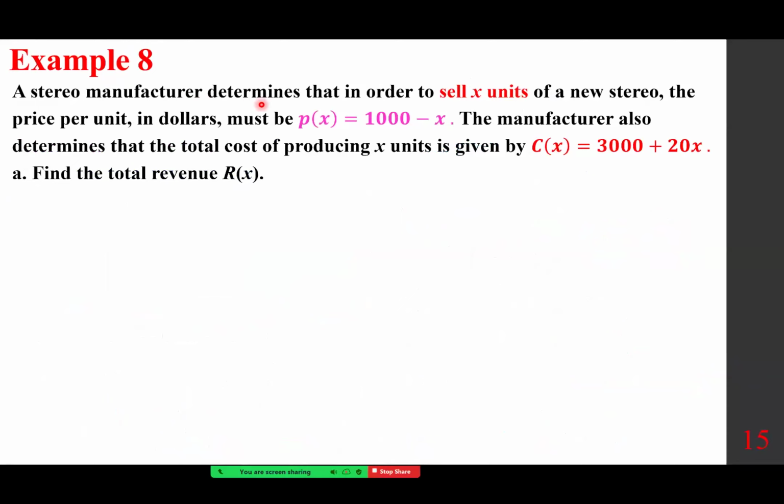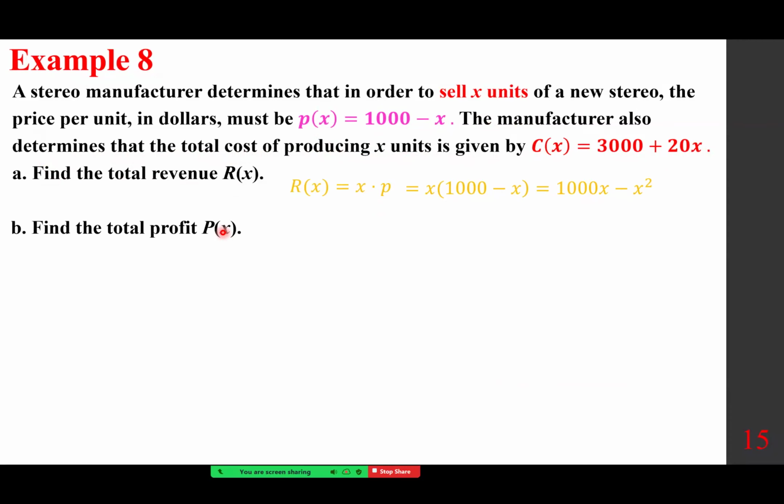A stereo manufacturer determines that in order to sell x units of a new stereo, the price per unit in dollars must be p of x equals 1000 minus x, lowercase p of x. The manufacturer also determines that the total cost of producing x units is given by C of x equals 3000 plus 20x. Find the total revenue. And that's elementary algebra. Revenue by definition is the price times the number of units. So the number of units is x, the price is 1000 minus x. And therefore we get 1000x minus x squared.